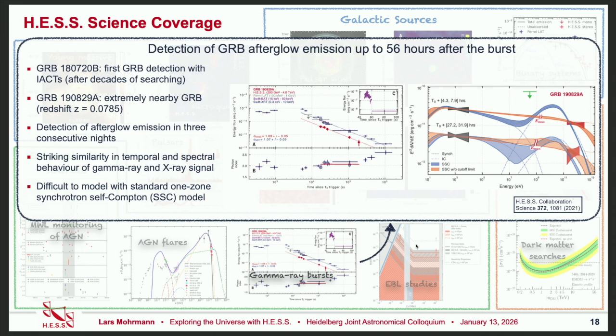which means it was very bright for us. And we were actually able to detect the afterglow emission from this gamma ray burst in 3 consecutive nights, as you can see in the light curve here. So this is the first night, second night, and the third night. And if you compare the gamma ray measurements with the X-ray signal, so that's shown in blue here, you get the same temporal decay, and the spectrum is also very similar, and that turns out to be very difficult to model with your standard model for such GRBs, which is a synchrotron self-Compton model, and that was in this case challenged by our observations.